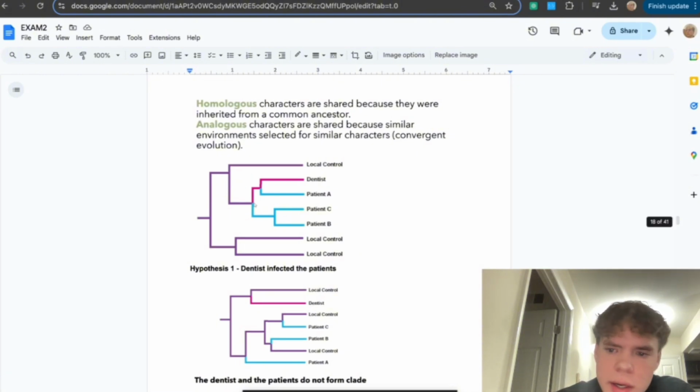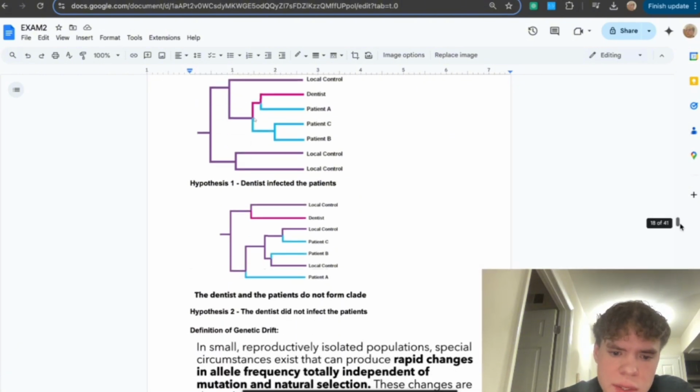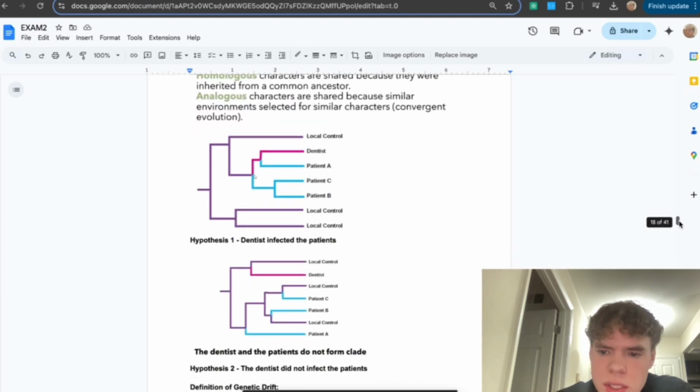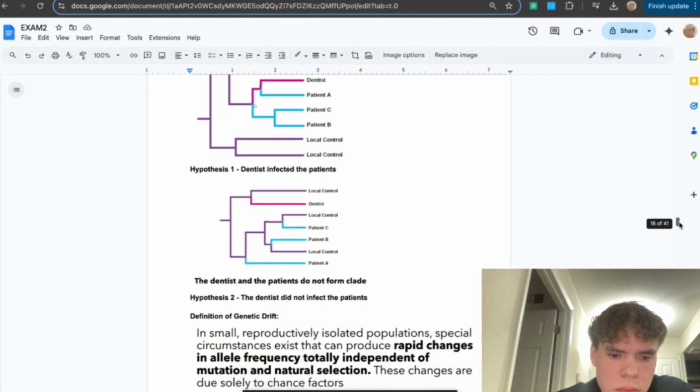You can see right here. And this chart here shows the dentist did not infect the patients. As you can see, the only people getting infected with HIV are the ones associating with the people that already have HIV, if that makes sense. So that's how you could read a clade or a phylogeny and see if something happened.